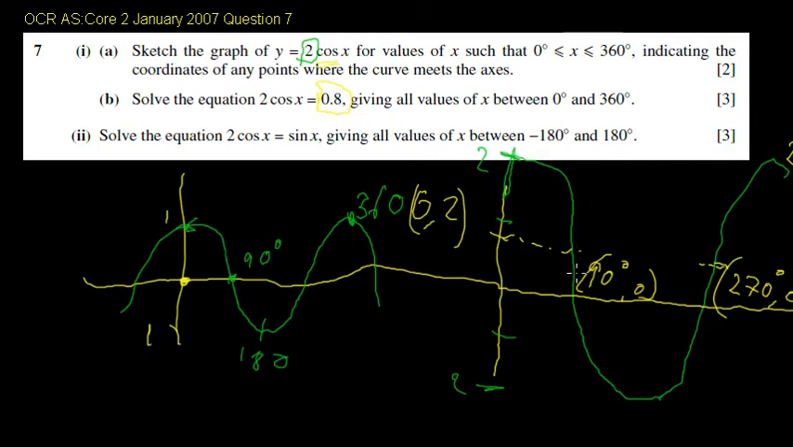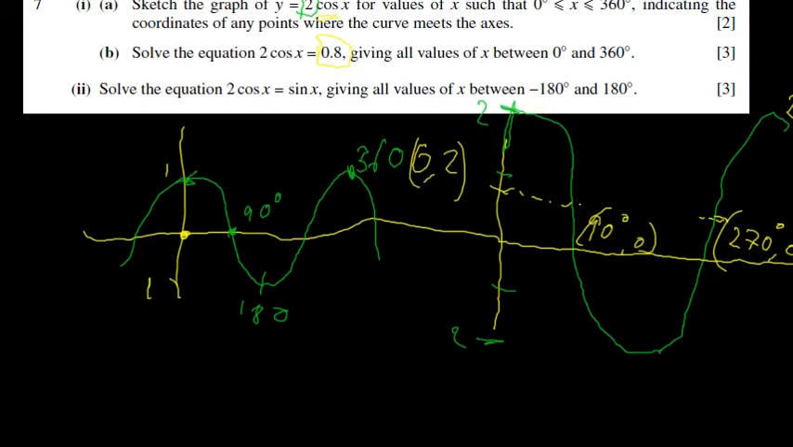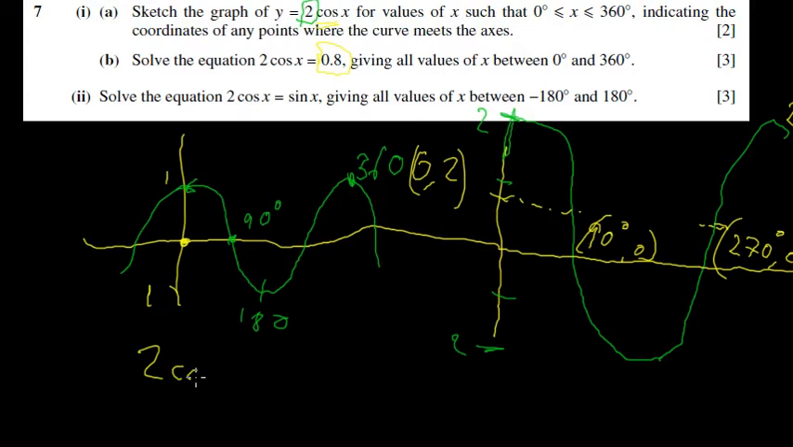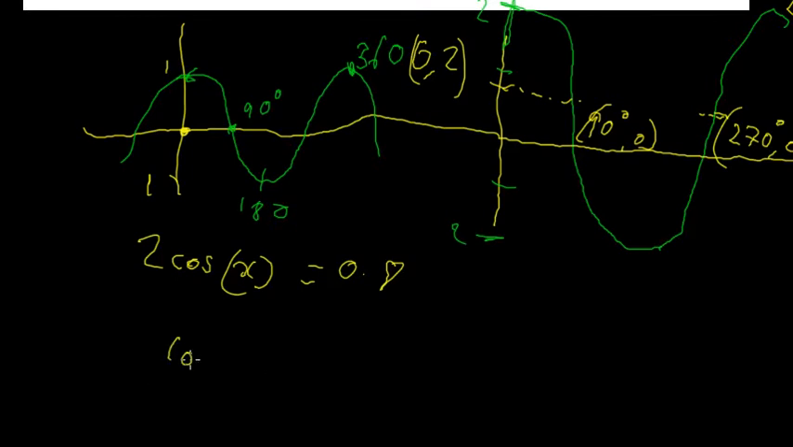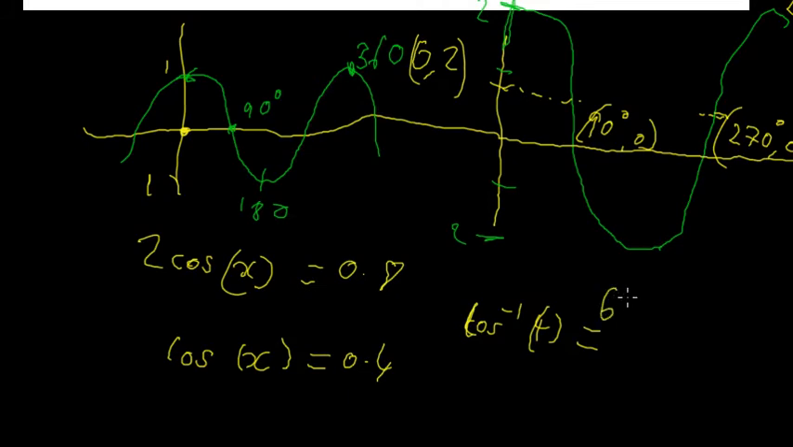We could draw a really accurate graph, or we can just be lazy and say 2 cos x = 0.8. Divide both sides by 2, and then clearly cos x = 0.4. We put this into our calculator, cos to the -1, and we get a value of x of 66.42 degrees.